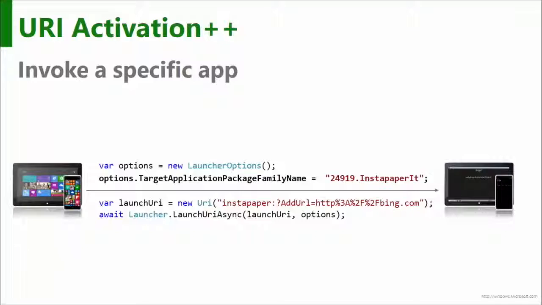That's a big enough topic that we're going to cover in a whole module of its own. Good, because they are awesome. They are awesome, yeah. So how do we invoke a specific app? What does it look like? Really simple. If you remember, the 8.1 syntax was launcher.launch URI async and then just the URI. So now there's an override of that where you can specify on the launch URI async a launcher options object. And in that, there's a property called target application package family name.